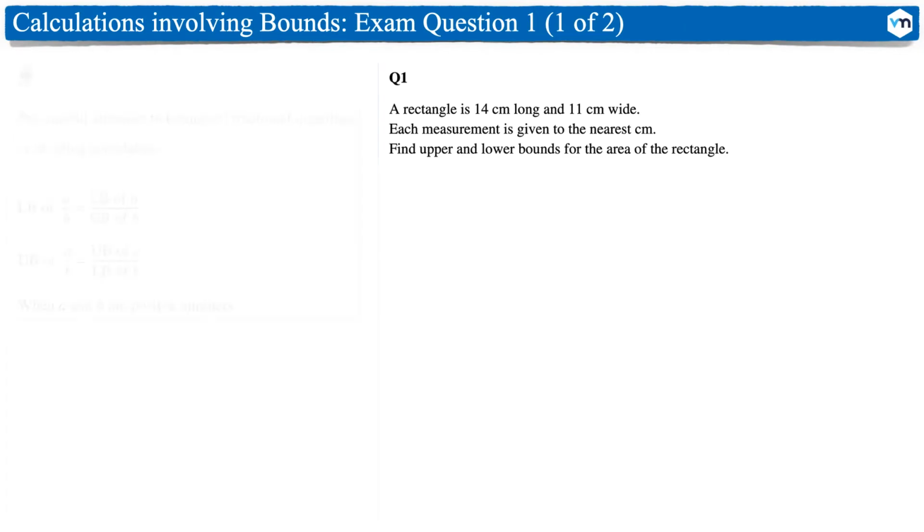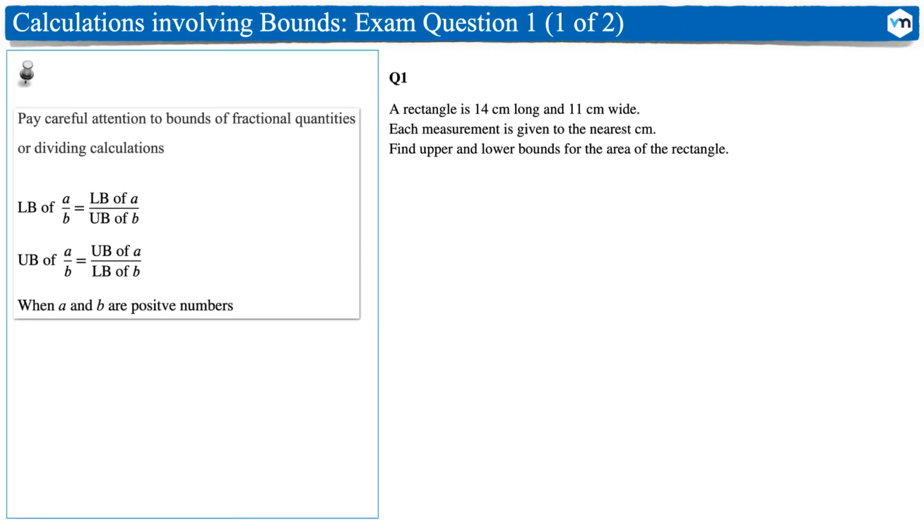Pay careful attention to bounds of fractional quantities or dividing calculations. The lower bound of a over b equals the lower bound of a divided by the upper bound for b, and the upper bound of a over b equals the upper bound of a divided by the lower bound of b, when a and b are positive numbers.